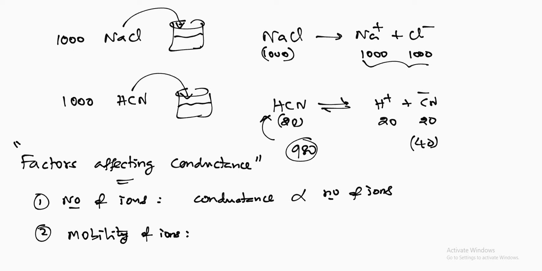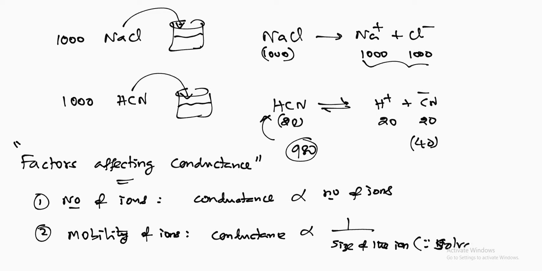So conductance is inversely proportional to size of the ion. But here, students, keep this in mind. You should see the size of the solvated ions. Very important point. Note down. Solvated ion size you should see. What is the meaning?